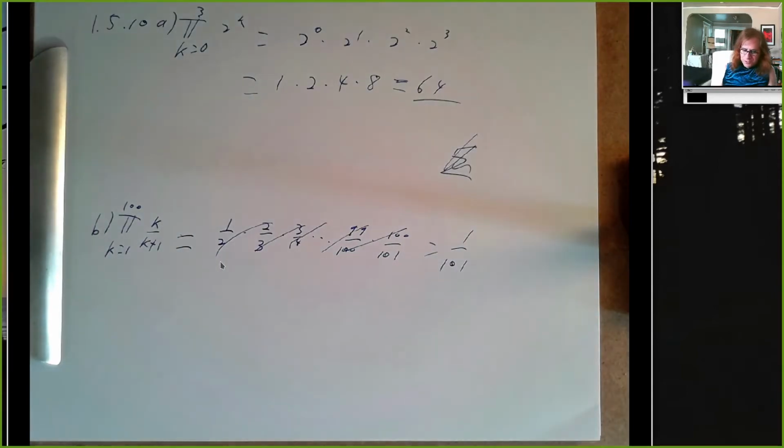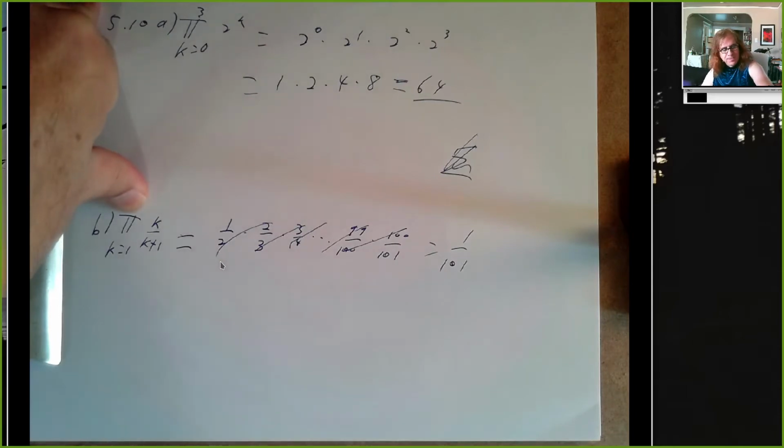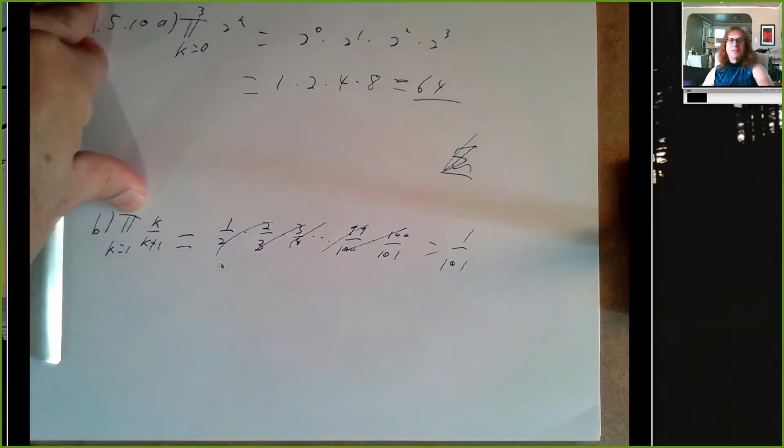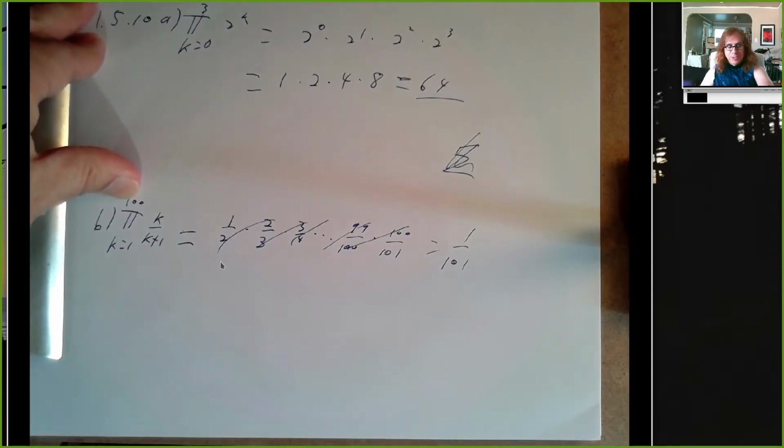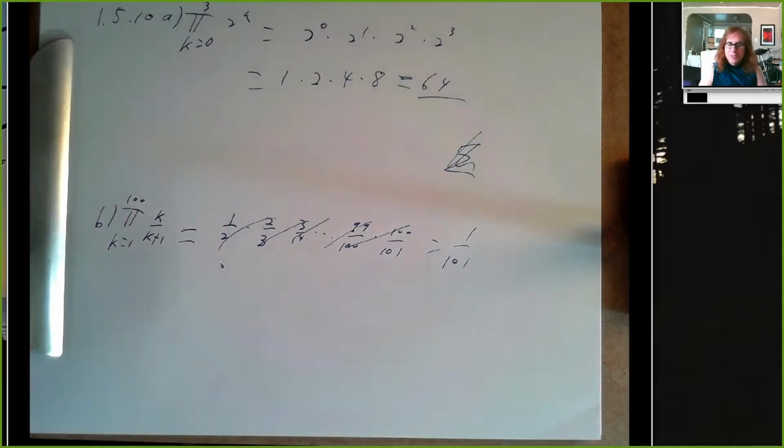So yeah, it does get really small. It does approach 0. And if you tried to do this for infinity, the limit of that would be 0. Okay, but we're not doing limits yet. We're just doing a product of 100 expressions. And it turns out to be 1 over 101.